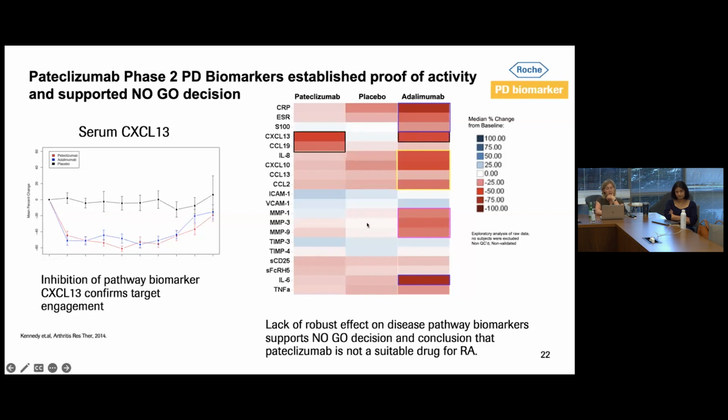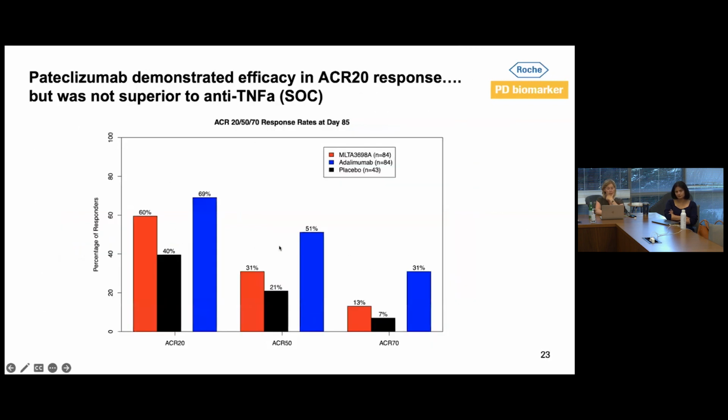And so this really supported our decision not to move forward with our drug, our anti-lymphotoxin alpha, because it did not have nearly as great of an effect as an anti-TNF, which was supported by the actual clinical outcome, which is depicted here. ACR20, ACR50, and ACR70 is the clinical readout in arthritis. And the blue is the anti-TNF, and it did have greater benefit than the red.